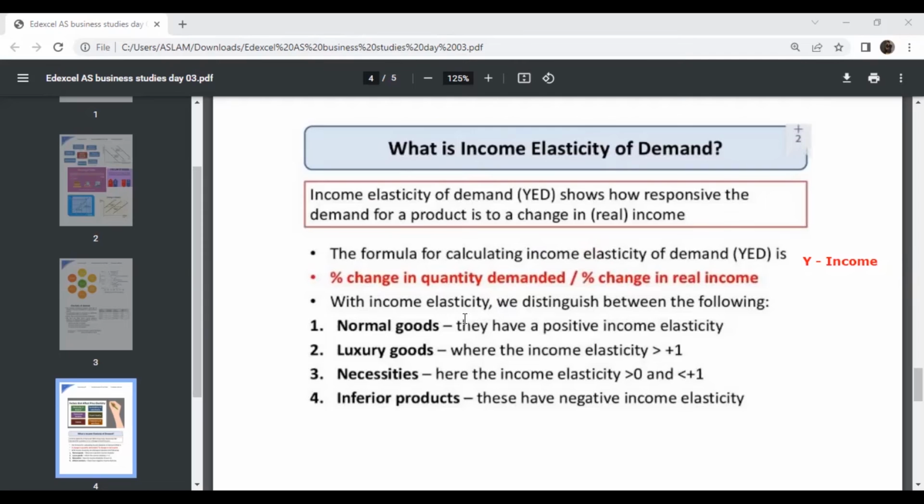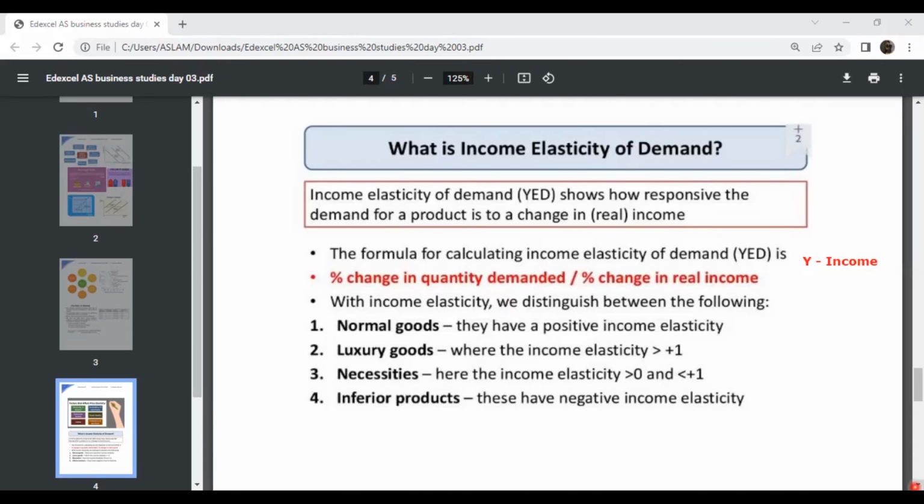Normal goods, they have positive income elasticity. Inferior goods, they have negative income elasticity. If you get a minus value, it's an inferior good. If you get a positive value, you say it is normal. Then to find out luxury or necessities, if the value is more than one, you say it as luxury goods. And if it is more than zero and less than one, we say it as necessity products.